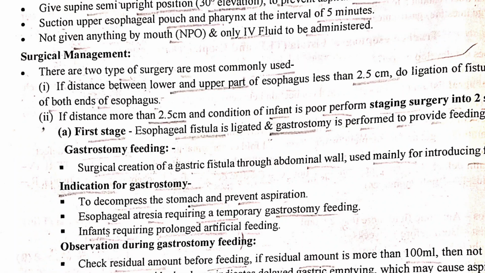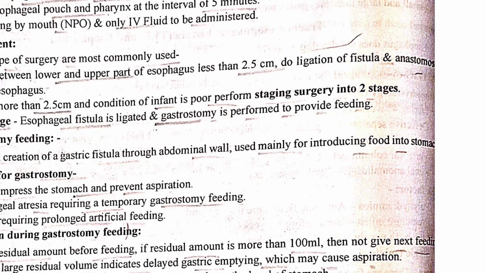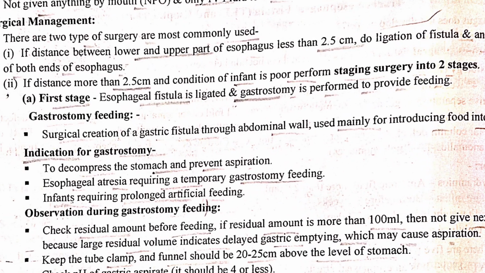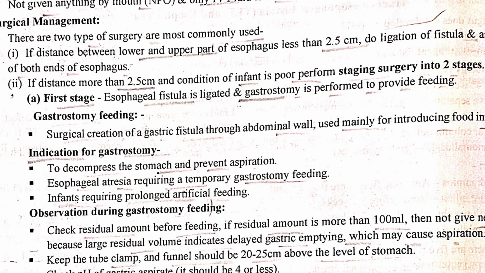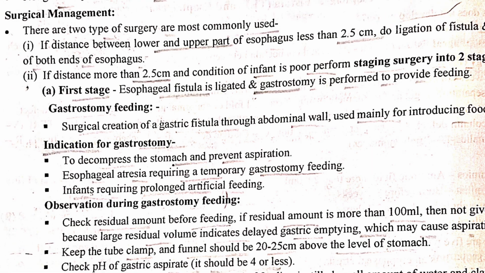Surgical management: there are two types of surgery most commonly used. If the distance between the lower and upper parts of the esophagus is less than 2.5 centimeters, do ligation of the fistula and anastomosis of both ends of the esophagus. If the distance is more than 2.5 centimeters and the condition of the infant is poor, perform staged surgery in two stages. In the first stage, the esophageal fistula is ligated and a gastrostomy is performed to provide feeding.